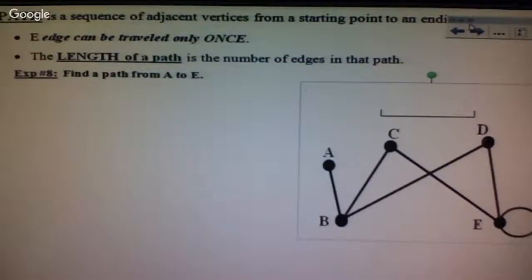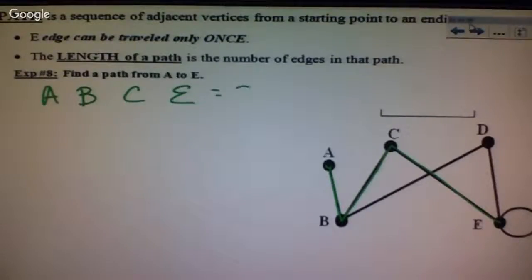Okay, the length of the path is the number of edges that I've traced. So they want us to find a path from A to E. I'm at A. Where do you want me to go? B. B, C. C, D. E. That is one path. A to B, B to C, C to E. How many lines did I trace? 3.